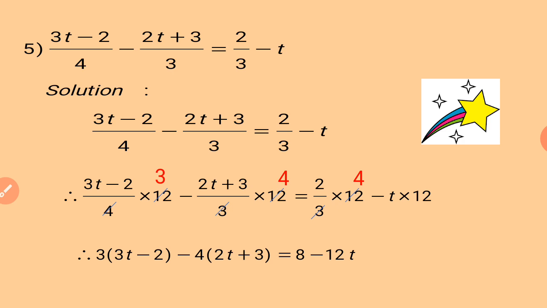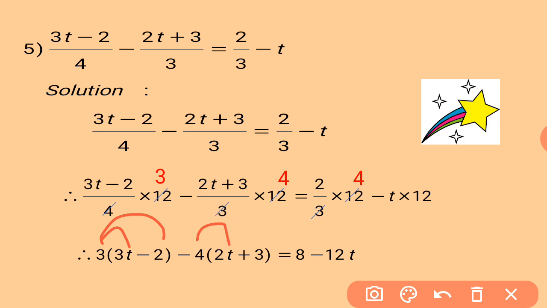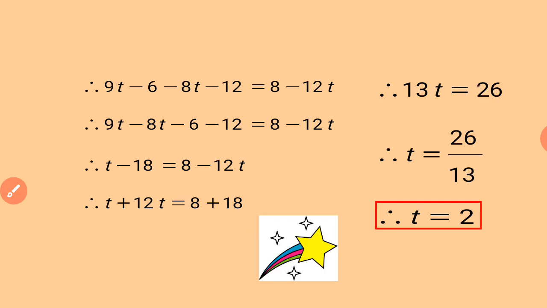Next step is opening the bracket. The way I have told you, 3 will be multiplied by 3t, 3 will be multiplied by minus 2. Minus 4 will be multiplied by 2t. Minus 4 will be multiplied by 3. This is how you will open the bracket and you reach this particular step. The rest is all transposition of the variables on one side and constants on the other side. Finally, when you solve for t, you get t equal to 2 in this case.